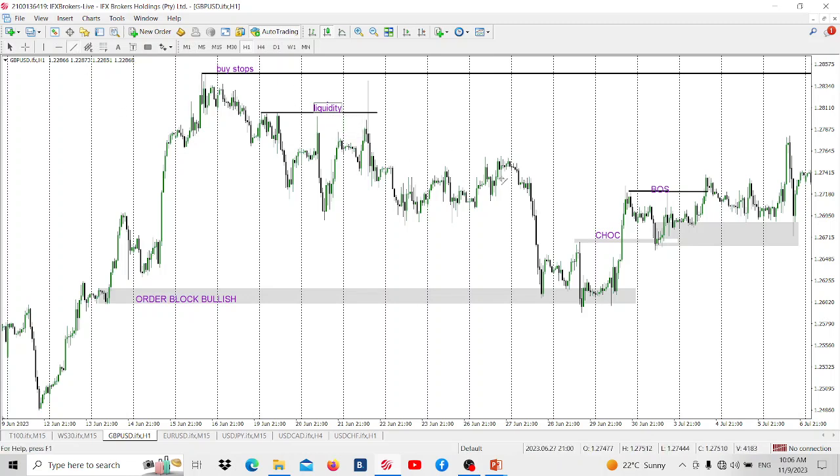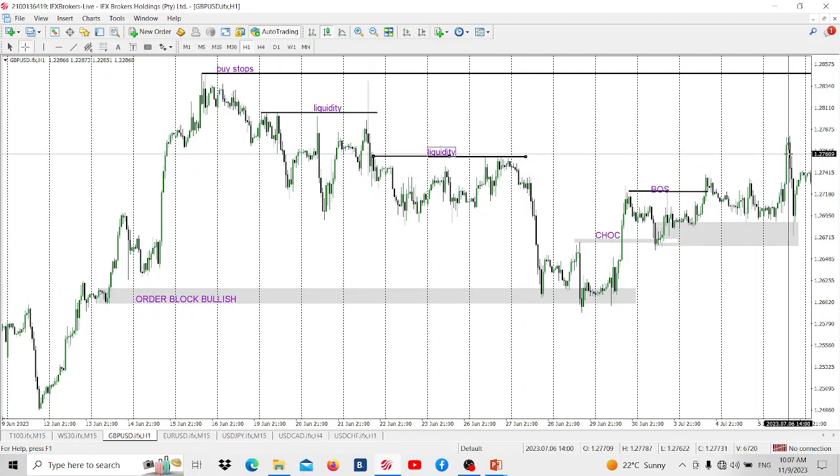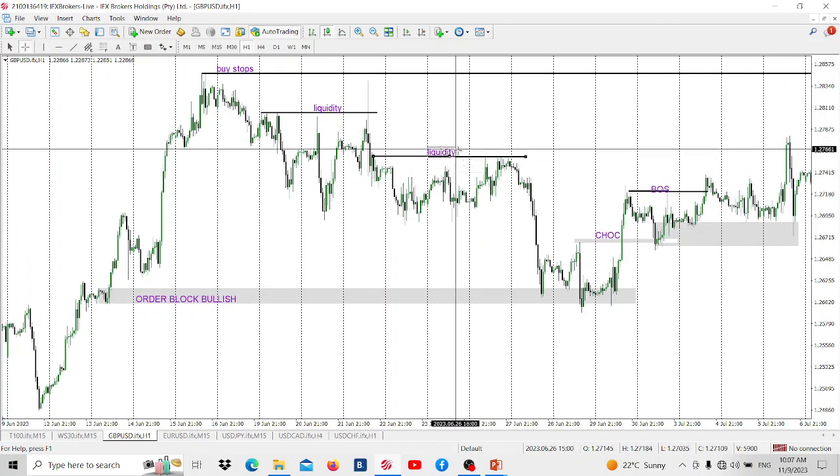Likewise, this liquidity was already taken out. Why did I say it's already taken out? Because you can clearly see that this candle just above here took out this movement here, just took out that liquidity.